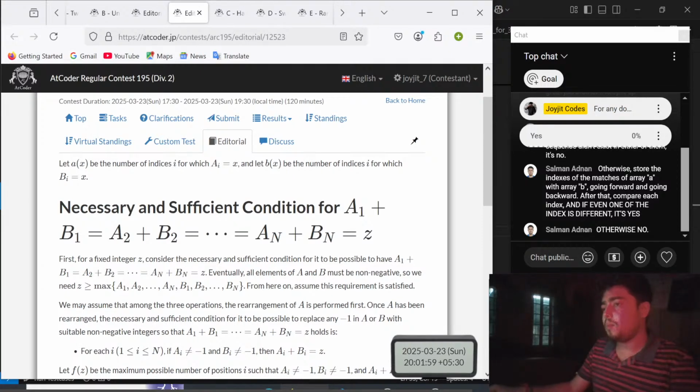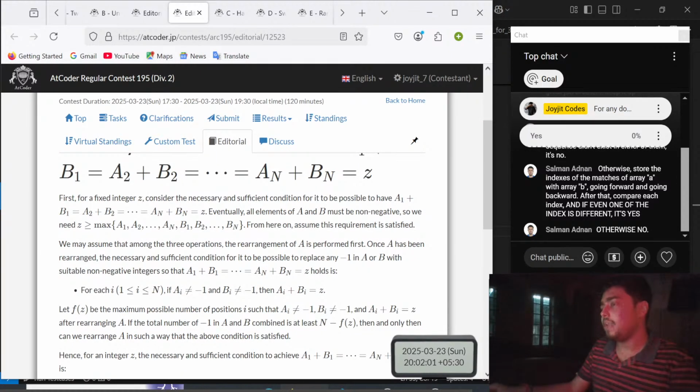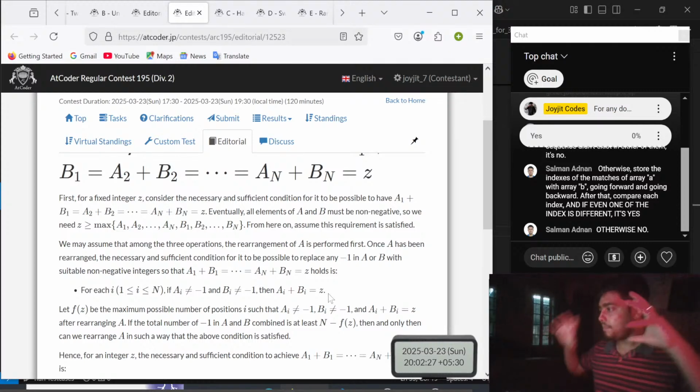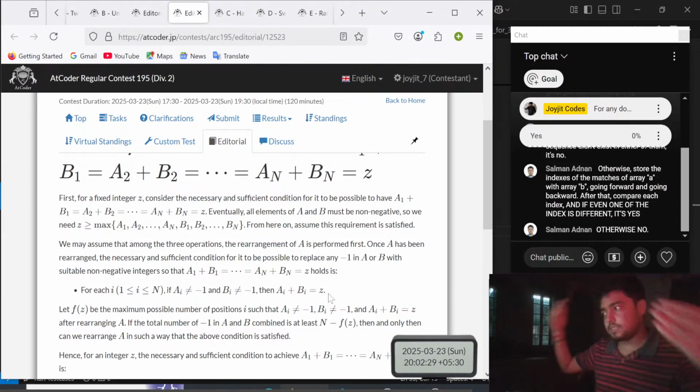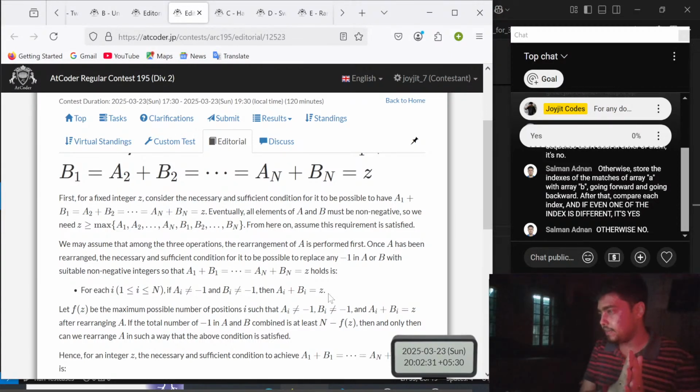From here on, assume that this requirement is satisfied. We may assume that among the three operations, the rearrangement of A is performed first. Once A has been rearranged, the necessary and sufficient condition for it to be possible to replace any -1 in A or B with a suitable non-negative integer so that A1 plus B1 and so on holds is this: for each i, if A of i is not equal to -1 and B of i is not equal to -1, then A of i plus B of i is equal to Z. Okay. So he is trying to tell you that he has rearranged them and he is finding the Z.